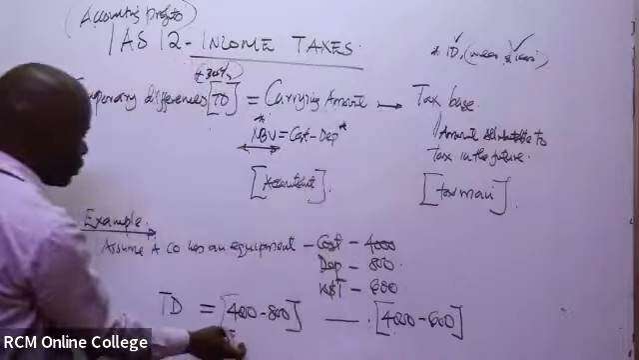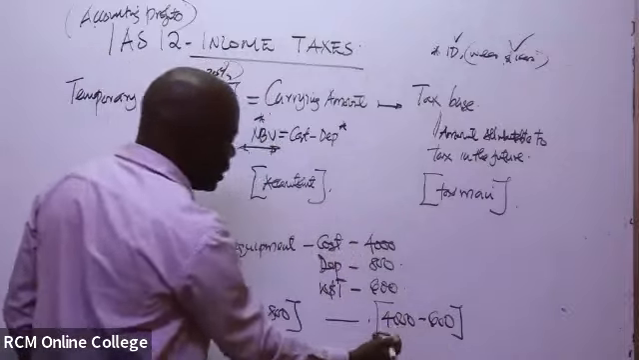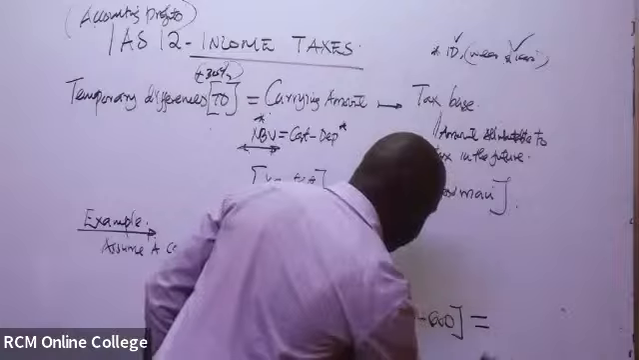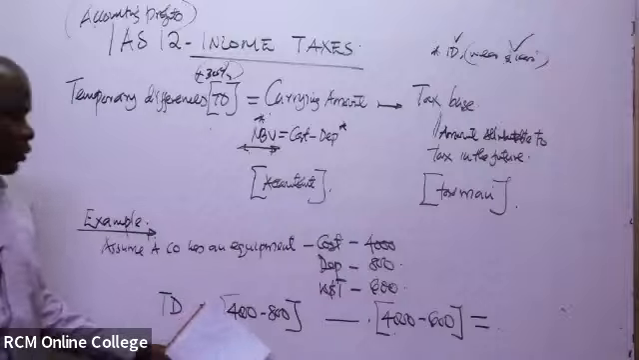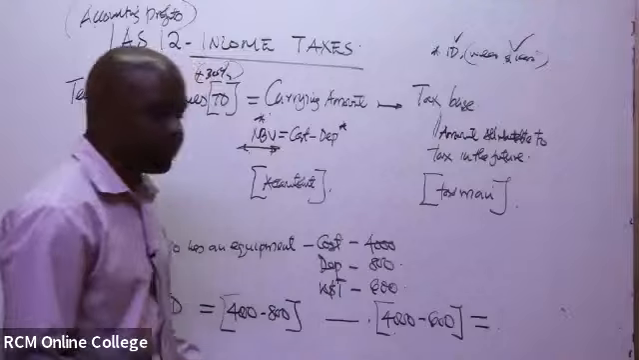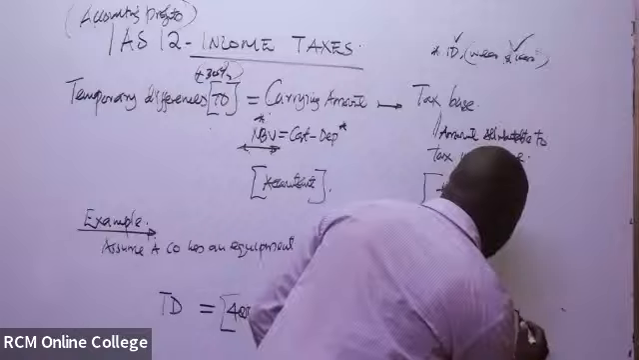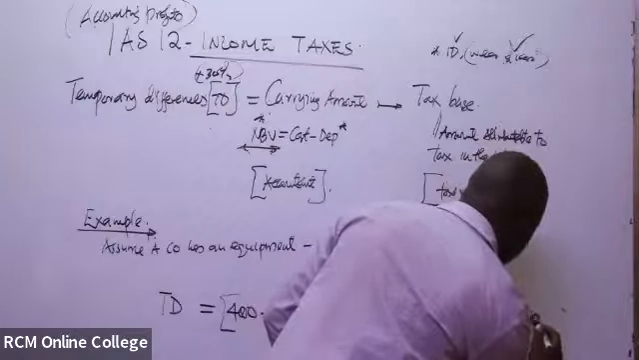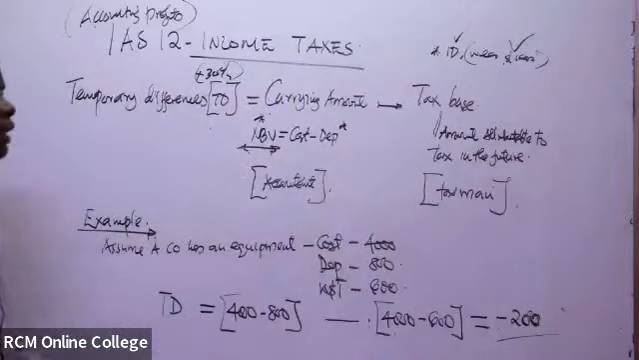So the carrying amount is this one. Then the tax base, what the taxman considers, is the wear and tear, is this one. So what will our temporary difference be? It is the figure you get here minus the figure you get here. What are you getting? A negative of 200. This basically becomes our temporary difference.